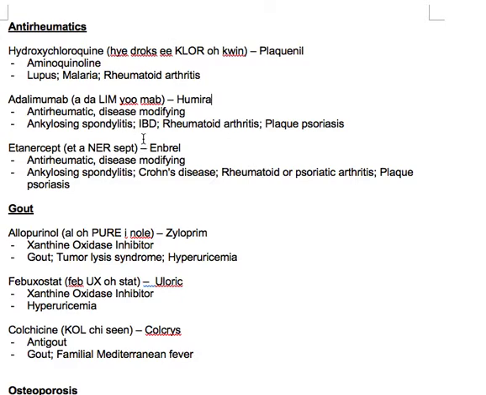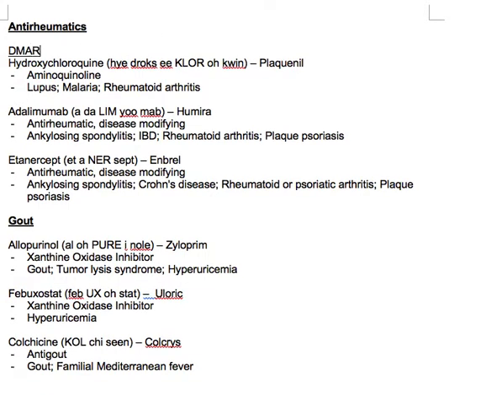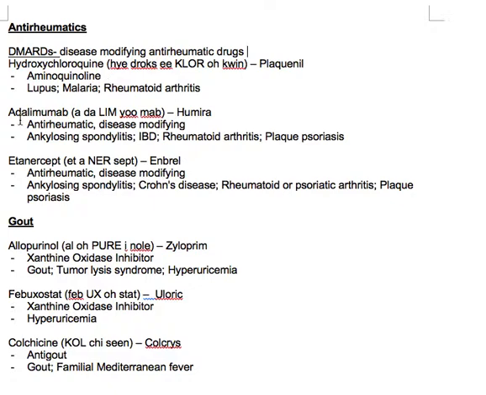So these medications are known as DMARDs. These all three meds, they are disease modifying antirheumatic drugs. So basically, these are the drugs known to slow down the disease progression of rheumatoid arthritis. You're gonna hear that term later. But hydroxychloroquine, adalimumab, and etanercept, they are all known to be DMARDs.